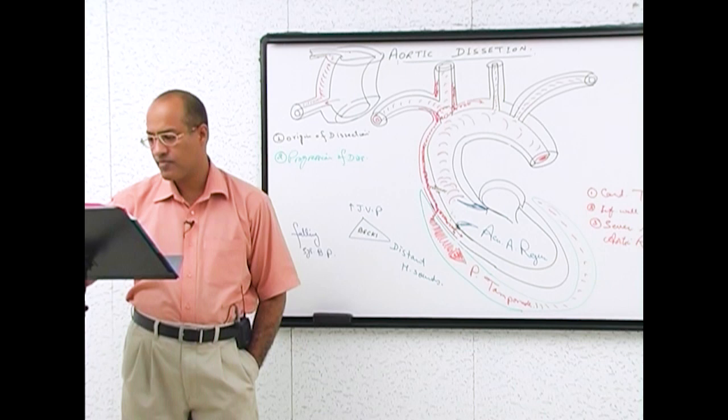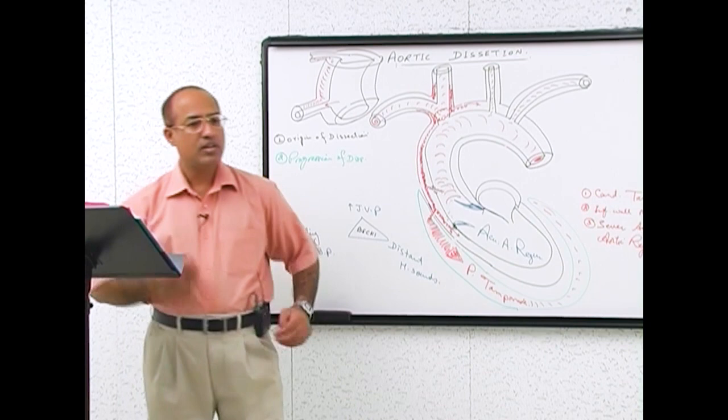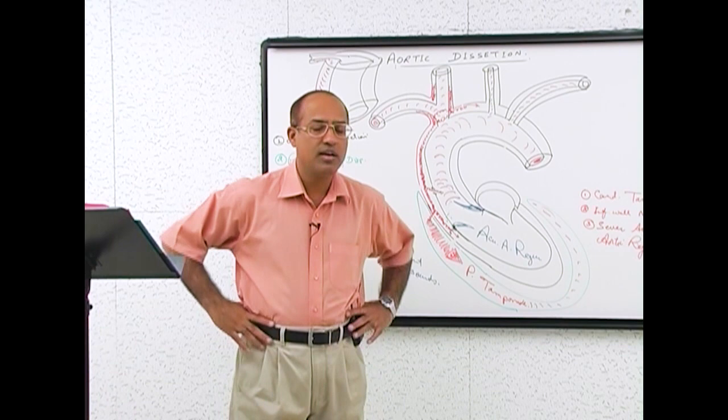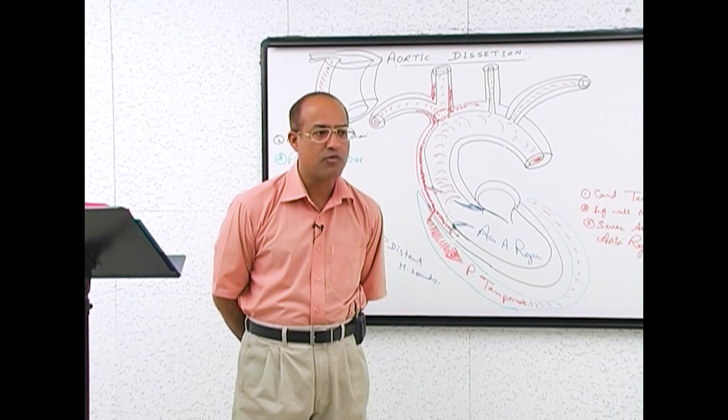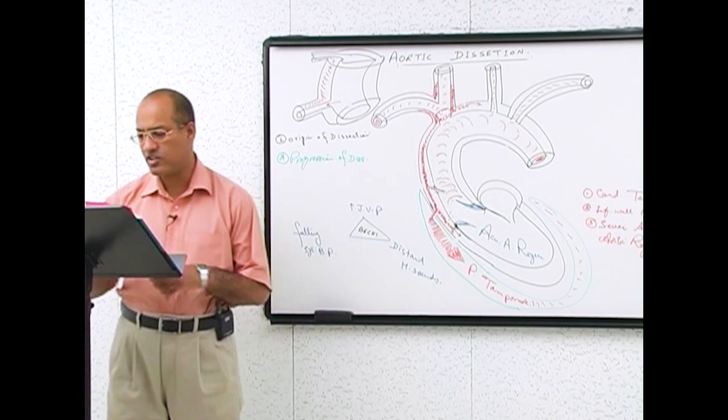So what we have learned is that if the dissection involves a branch going to the spinal cord, it may produce transverse myelitis, because one of the aortic branches supplies the spinal cord, and a big portion of the spinal cord becomes infarcted. That is called transverse myelitis.